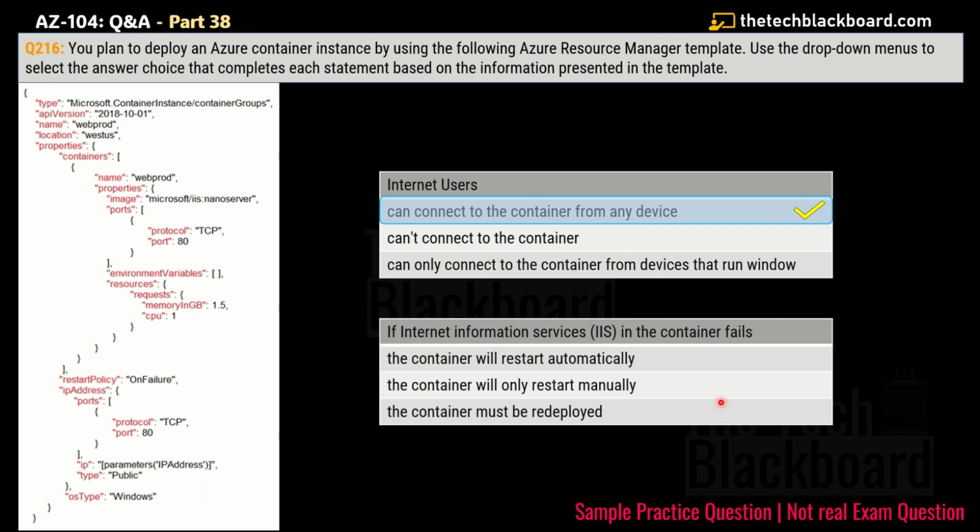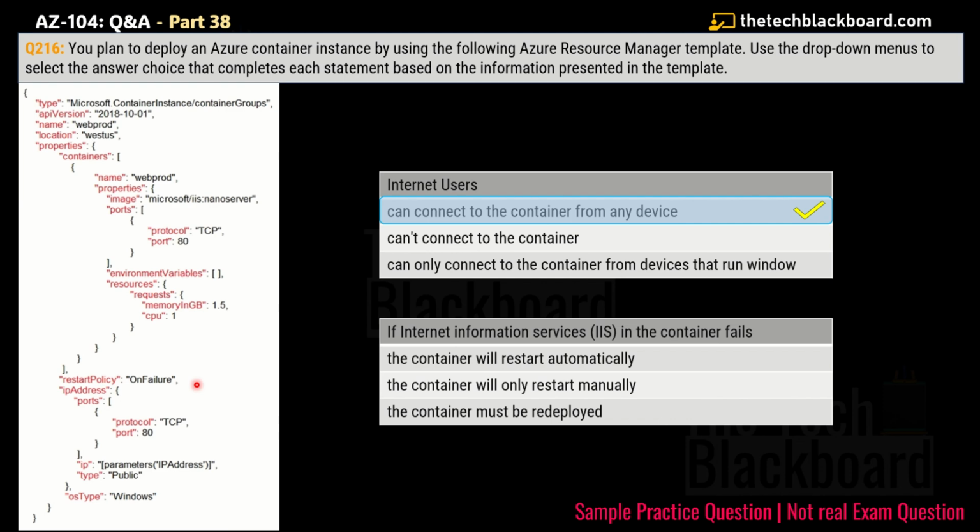Now coming to the second drop-down menu, the question is asking that if the Internet Information Service, or IIS, in the container fails, then what will happen? Now here you need to understand that whenever you create a container group in the Microsoft Azure container instance, you can specify one of the three restart policy settings. So first of all, we have always, and this is the part of the ARM template that I'm referring to. So the restart policy in our ARM template is given as on failure, but there are three options.